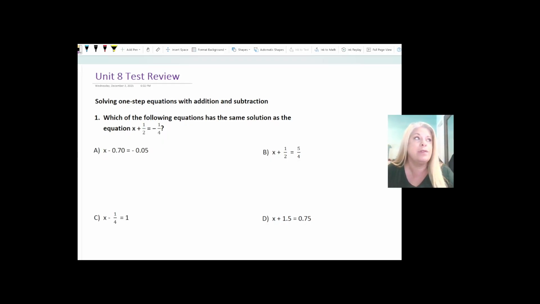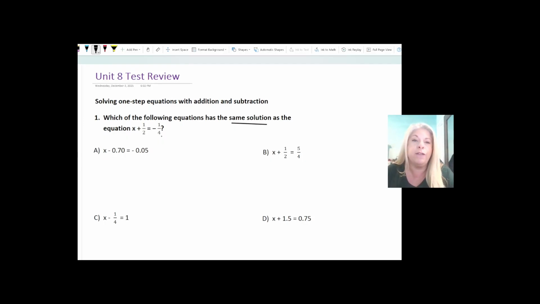All right. So these problems are taken from the Unit 8 practice test. I'm going to walk you through a few of them to get you ready for the actual test. So here we go. The first thing that we're going to look at is solving one-step equations with addition and subtraction. And this first problem says, which of the following equations has the same solution, meaning the same x value, okay, as the equation x plus 1/2 equals negative 1/4.